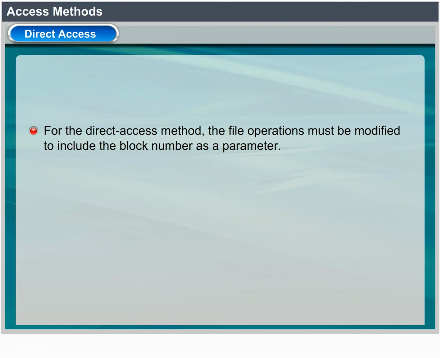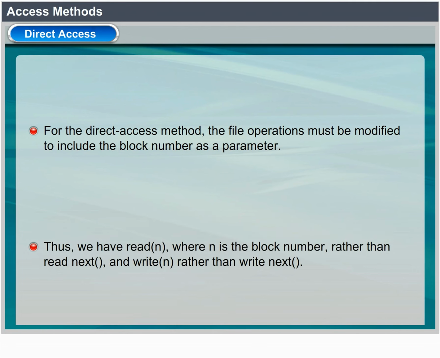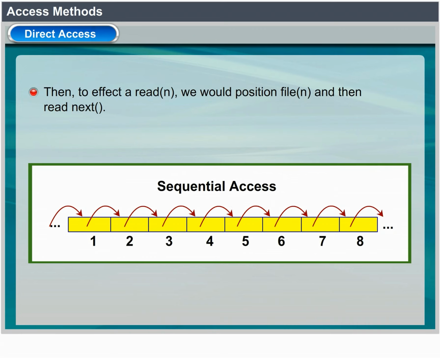For the direct access method, the file operations must be modified to include the block number as a parameter. Thus, we have the read n function, where n is the block number, rather than the read next function, and the write n function rather than the write next function. An alternative approach is to retain the read next and write next functions as with sequential access, and to add an operation position file n, where n is the block number. Then, to effect a read n function, we would position the file to n and then read next.